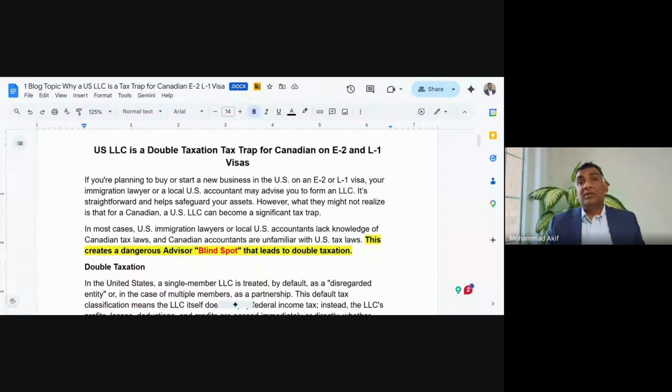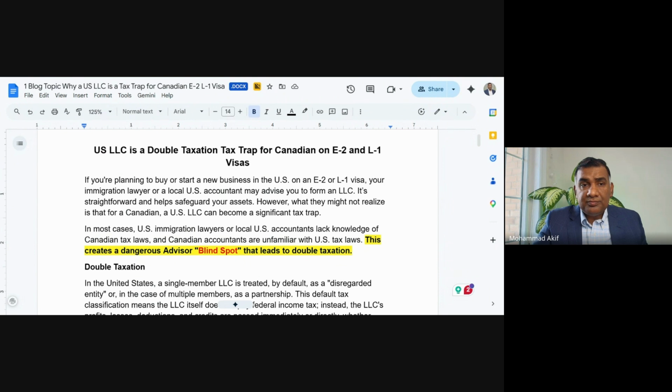All right, so we talked about why this is happening. The root cause is that these advisors don't know how the cross-border taxation works. They have no idea how the US LLC gets taxed on the Canadian side and what kind of problems it creates. So we'll touch on the first problem, which is the double taxation problem. What is double taxation and how is this happening? I'll go through an example with you so you can see what we're talking about.